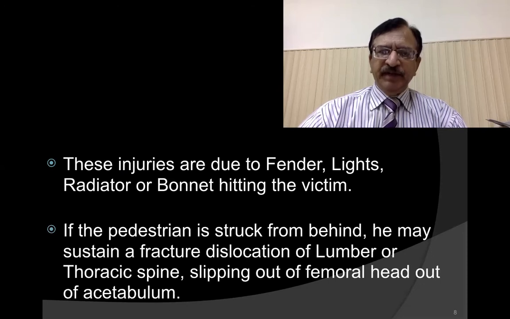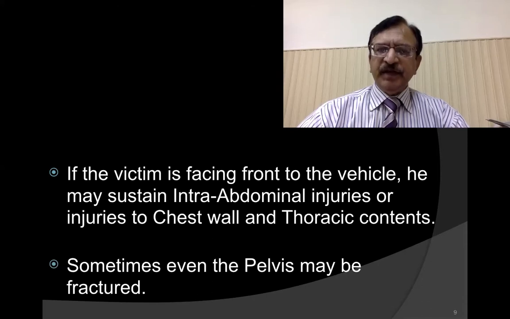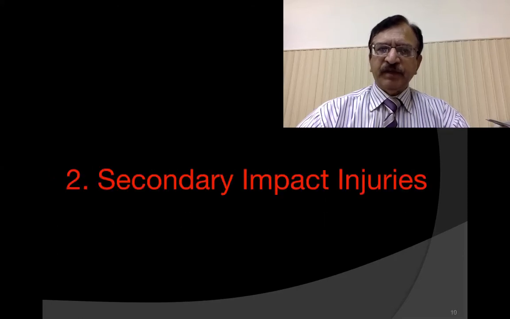If the pedestrian is struck from behind, he may sustain a fracture dislocation of the lumbar or thoracic spine, and the femoral head can be slipped out of the acetabulum. If the victim is facing the vehicle, he may sustain intra-abdominal or intrathoracic injuries. Sometimes even the pelvis is fractured if the impact is at the level of the pelvis.